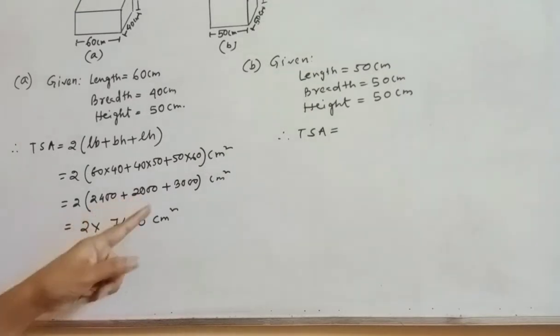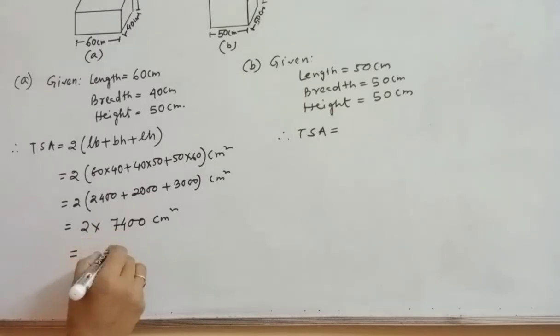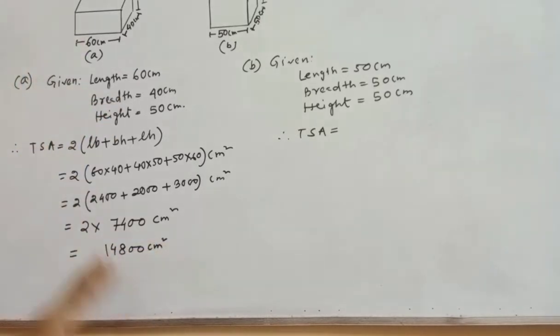After multiplying and adding, we are getting 7400. Now multiply 2 with this, 2 4s are 8, 2 7s are 14, 14,800 centimeter square. Now you will find the total surface area to make this box is 14,800 centimeter square. Come to the next box.